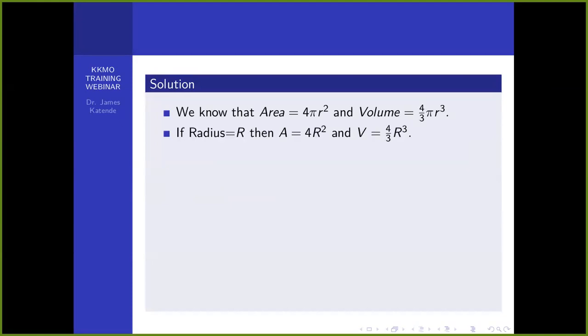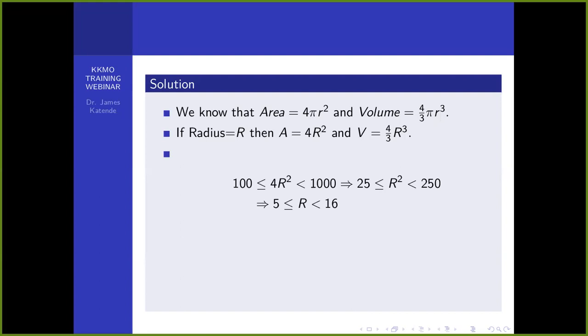Now, if we take the radius to be capital R, then A will be the same as 4R squared, because we've said that the area is equal to A pi. So A must be equal to 4 times the radius squared. Using the same argument, V will be equal to 4/3 multiplied by the radius cubed.